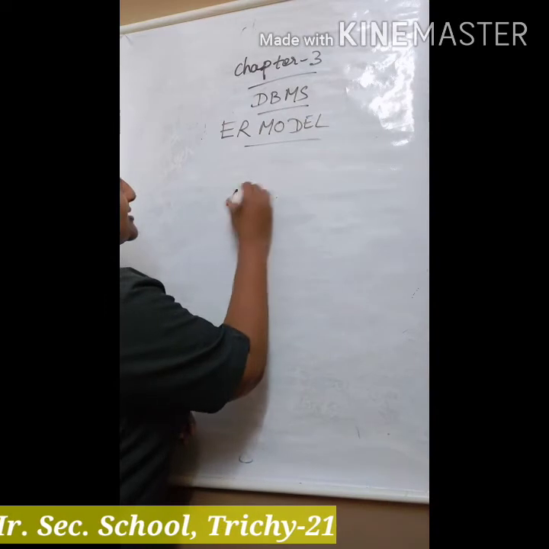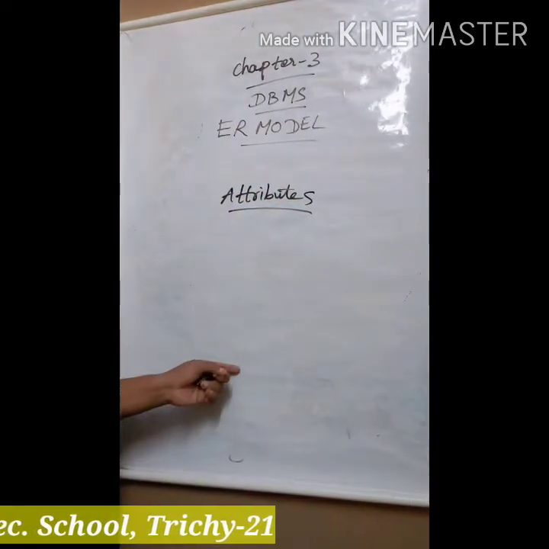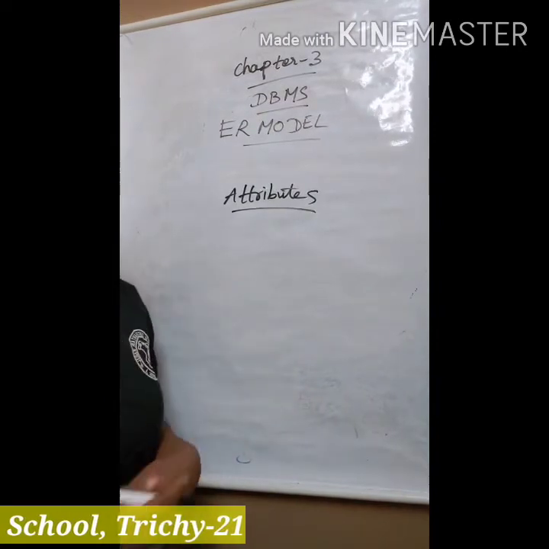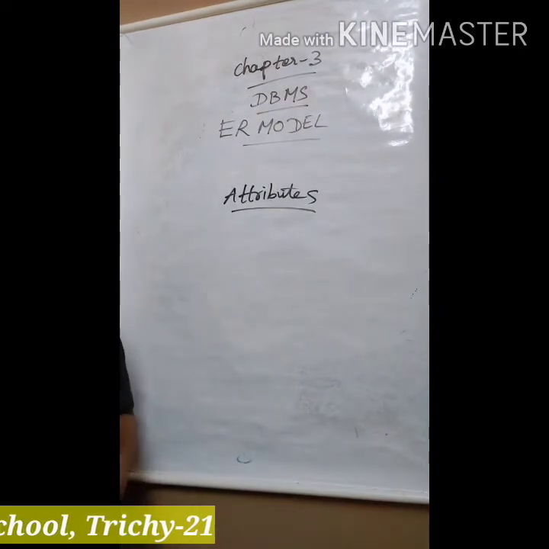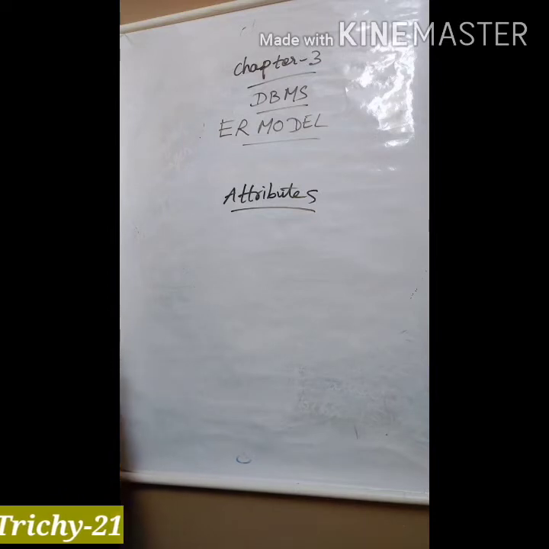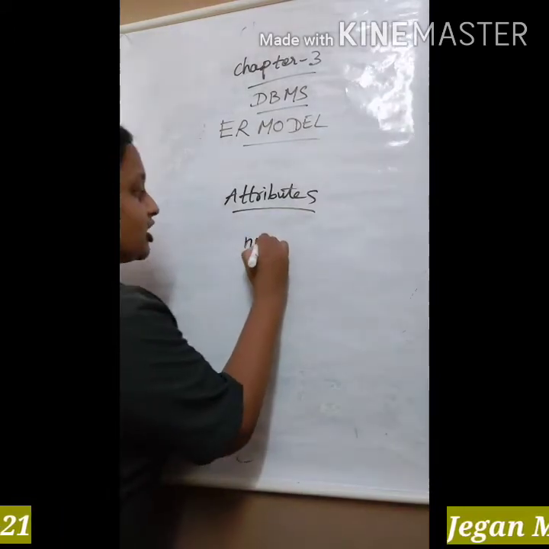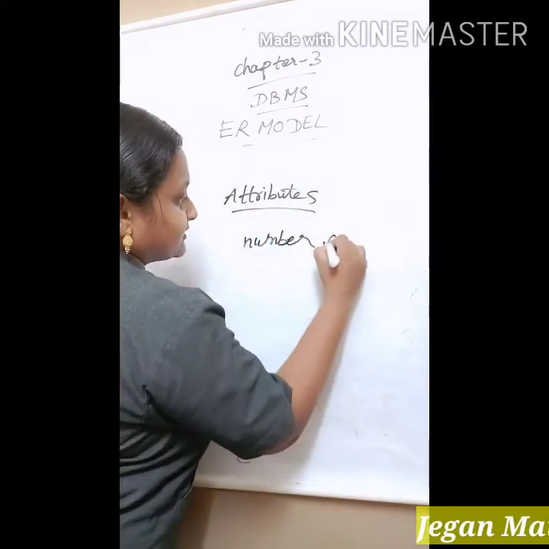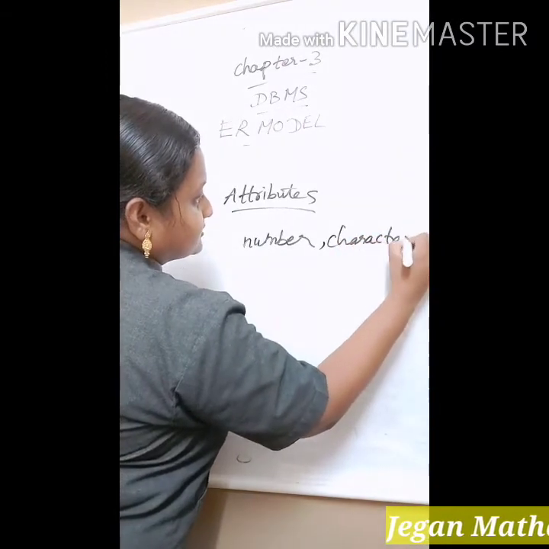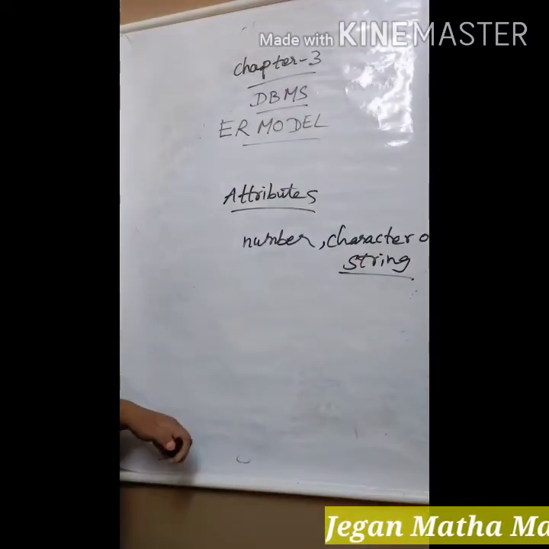The second one is attributes. An attribute is also called a column. An attribute is the information about that entity and it will describe, qualify, classify and specify an entity. Attributes will always have a single value. That value can be a number, character or string.